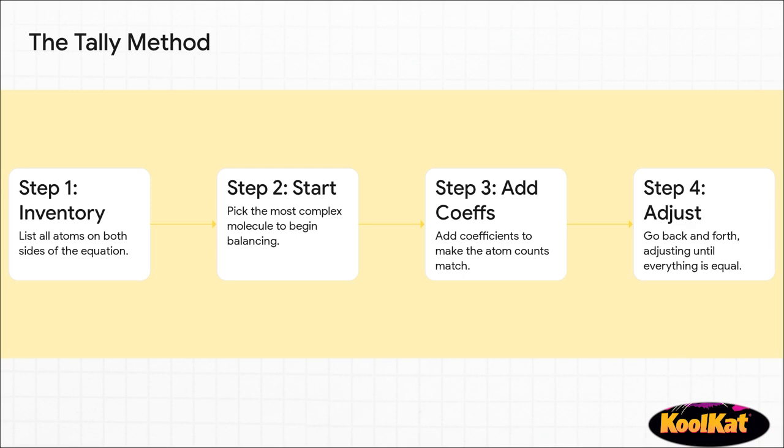It sounds weird, but it works. Step 3, start plugging in those big numbers, the coefficients, to try and make the counts match. And step 4, it's a little bit of back and forth. You adjust one side, check the other, and keep tweaking until it's all perfectly balanced.